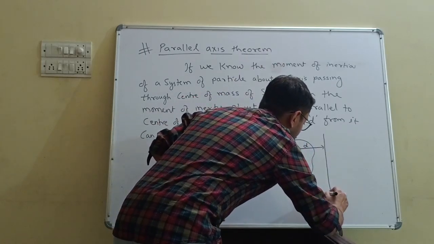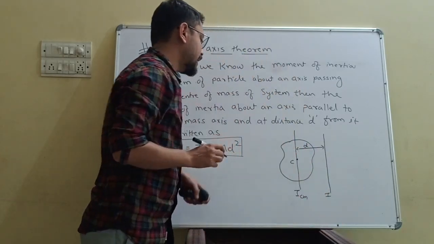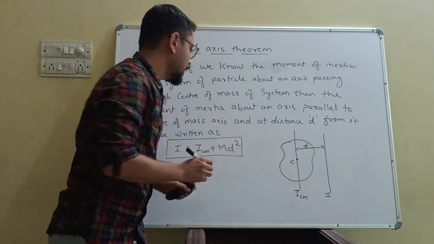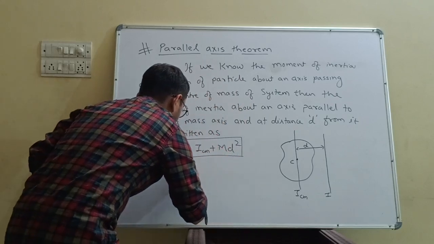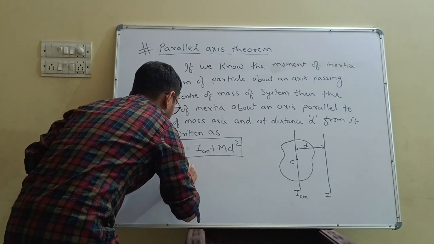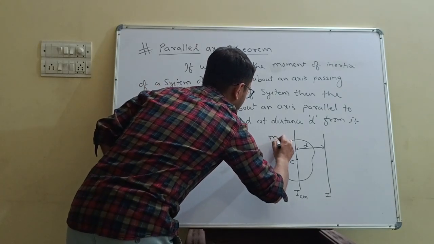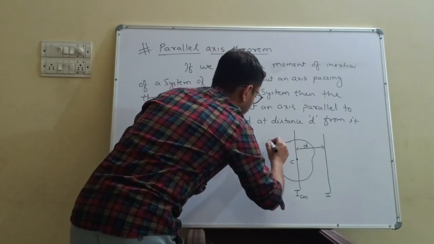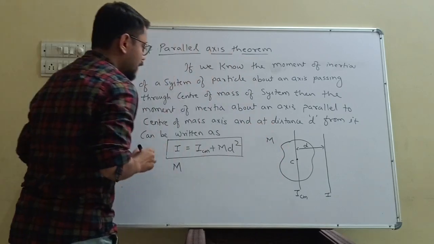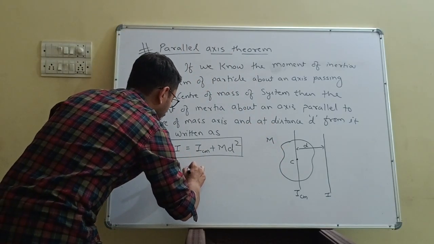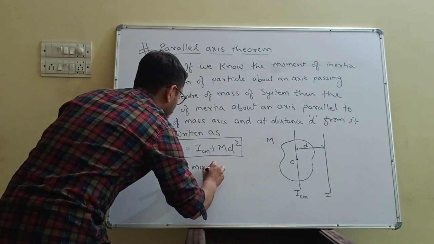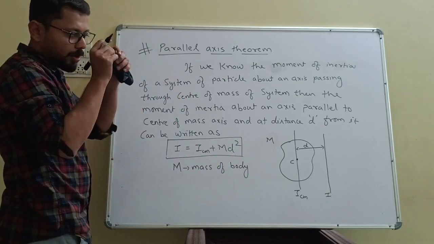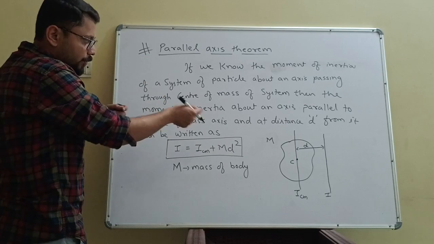So I can write the moment of inertia about this axis, I, as I equal to ICM plus, let us say m is the mass of the body. This body has mass m, body being a system of particles. A lot of small particles come together to form this body.